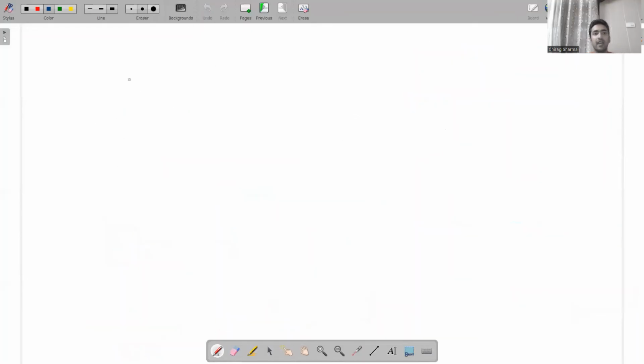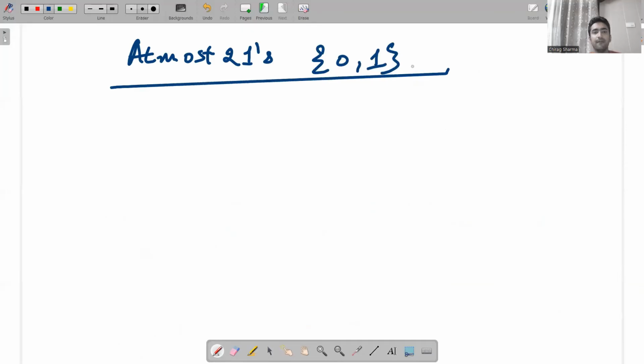Now, if I have the next possible question with at most two ones, and we have 0, 1, which are the possible input symbols. So how at most two ones? At most two ones means, guys, this is actually a restricted string. Restricted string means you have any number of zeros. For that it is infinite, but for ones maximum two. So maximum two ones, minimum any number of ones.